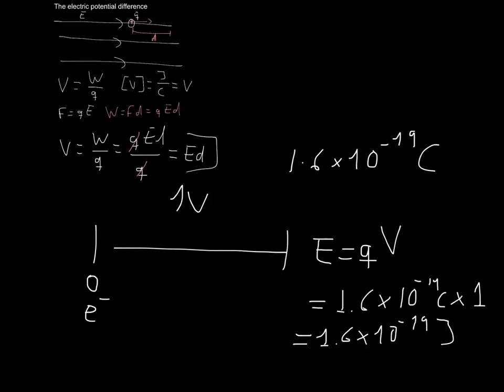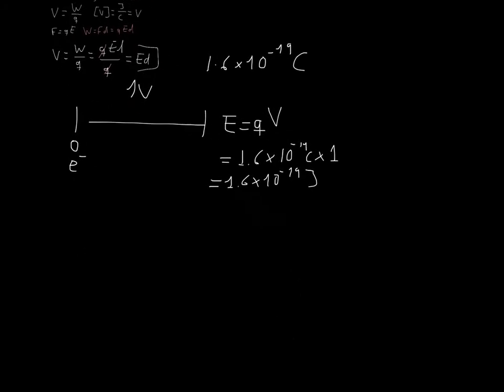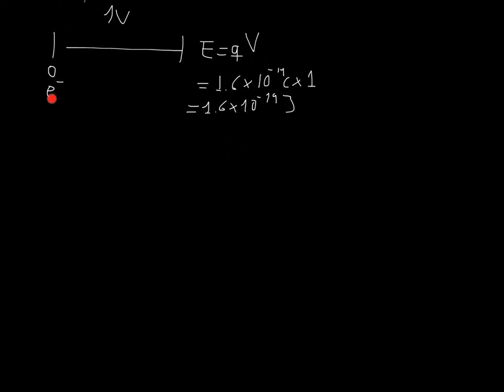Well, this thing that we just did is called an electron volt. That is, this is the energy that 1 electron gains when going through 1 volt of potential difference. Therefore, 1 electron volt is equal to 1.6 times 10 to the minus 19 joules.